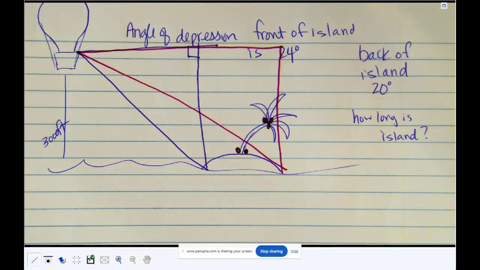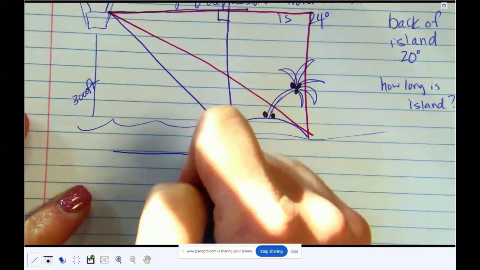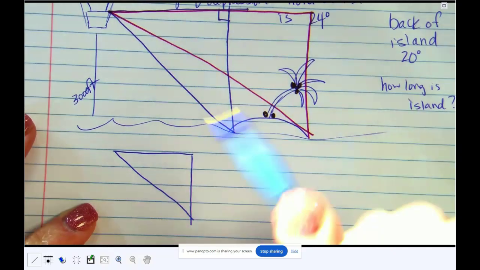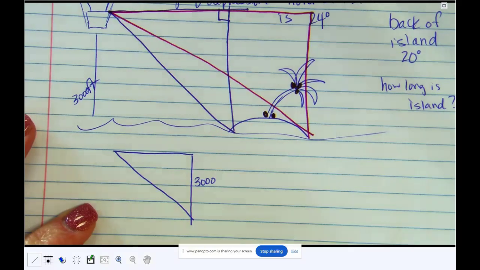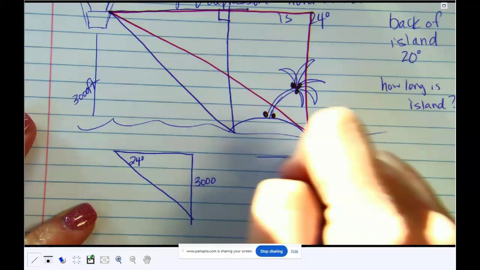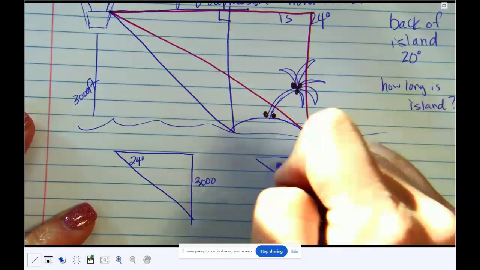Okay, two triangles. That's a really good line. Again, to answer your question that you haven't asked but is on your mind, you don't have to draw the picture, but this one is 3,000 feet because you're above the water. Angle of depression to the front of the island is 24 degrees. Angle of depression to the back of the island, still 3,000 feet, 20 degrees.